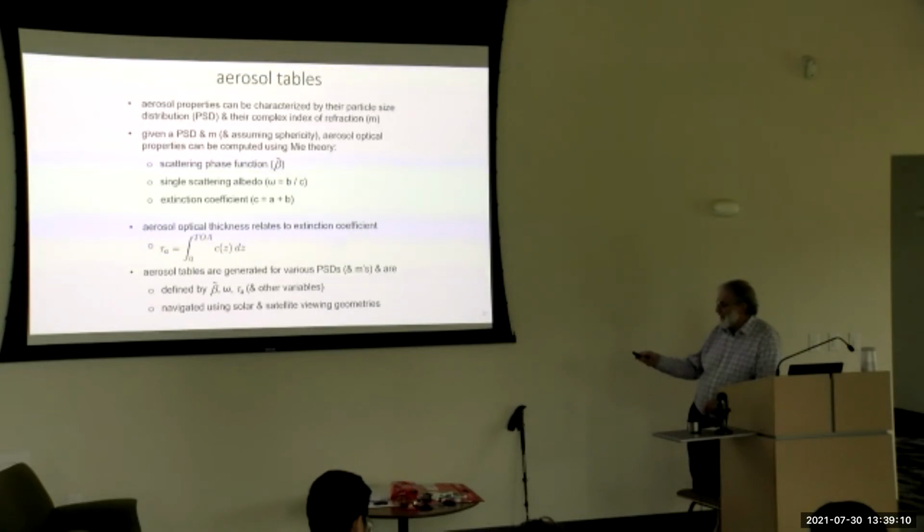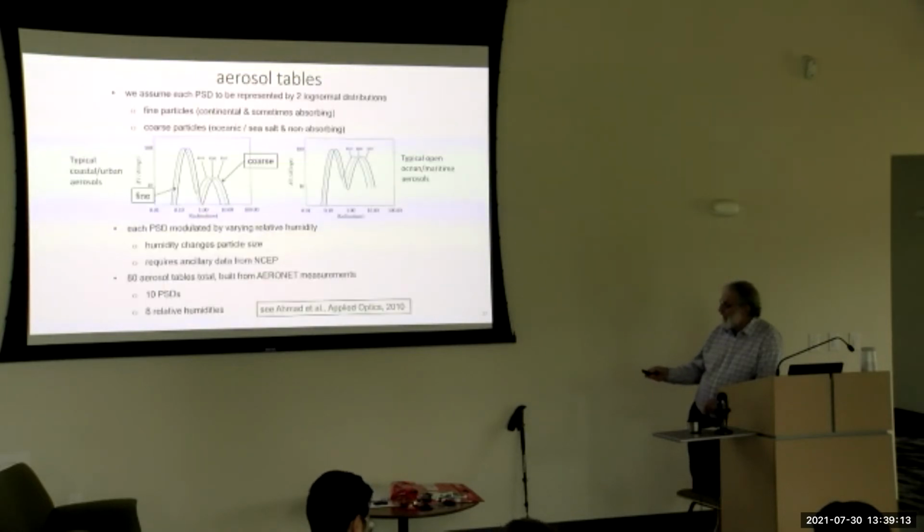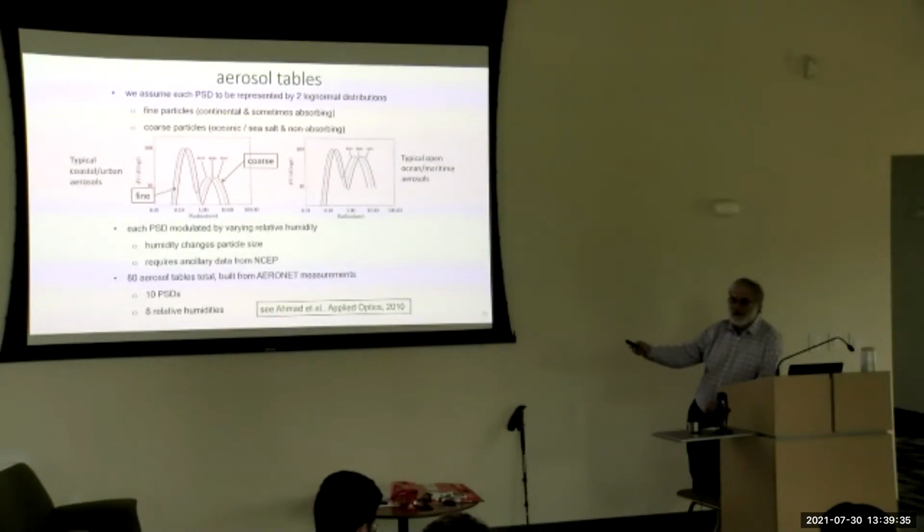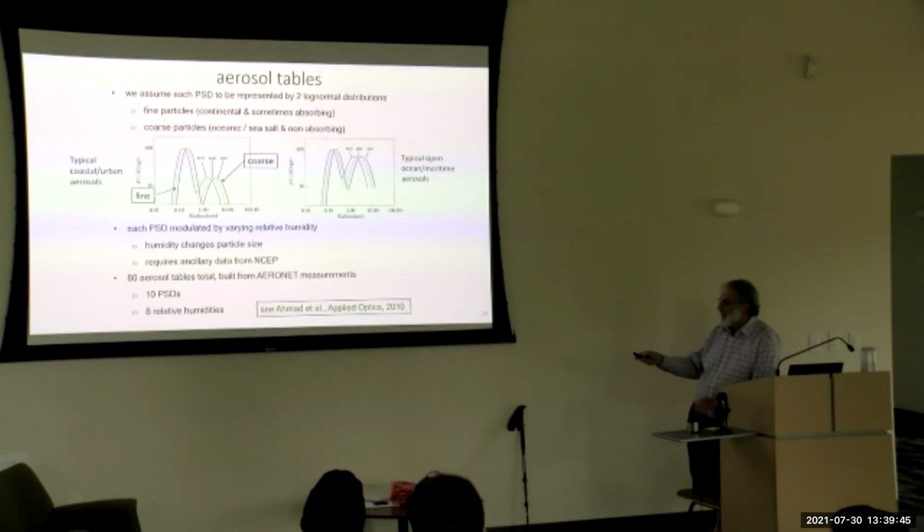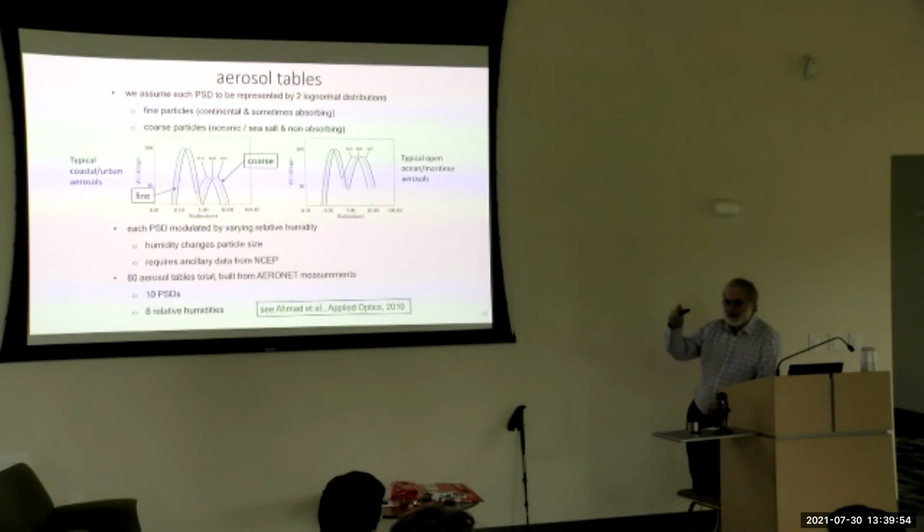Now, how they come up with these phase functions and so forth, well, here are some typical aerosol particle size distributions. This one is for typical coastal or urban aerosols, and this one is for typical open ocean or maritime aerosols. You'll notice the urban aerosols tend to be either dust blowing off the land or soot particles out of a power plant, something like that. There are relatively more small particles than big ones, and they actually call them fine and coarse particles in the particle size distribution world. With the open ocean aerosols, there tend to be more big sea salt particles.